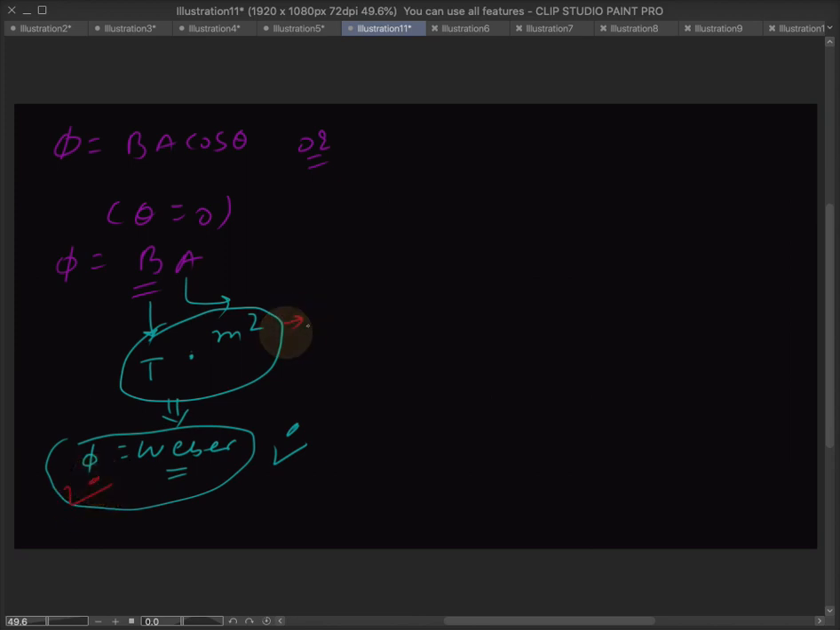Another thing I want to mention is the dimensional configuration of it. The dimensional configuration is M1, L2, T minus 2 and A minus 1. This is how you can represent your magnetic field and area. It's a combination, you can say a dot product, called flux phi. So you can say that net flux, as per Gauss's law, net flux phi is always 0.